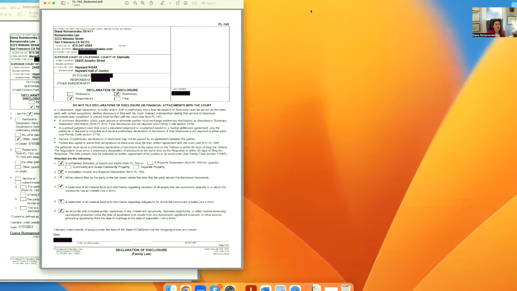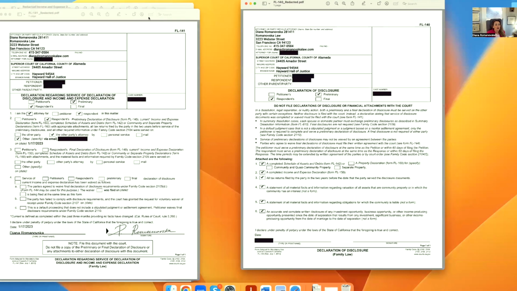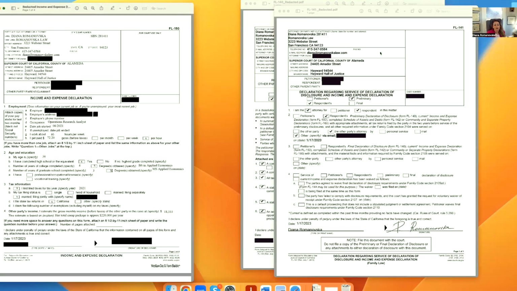Now let's move on to the form FL150. FL150, again, we fill out the top the same way as every other form. And then you see, most people forget this piece. Attach copies of your pay stubs for the last 2 months, and black out Social Security numbers. Why? Because it's going to be public record.